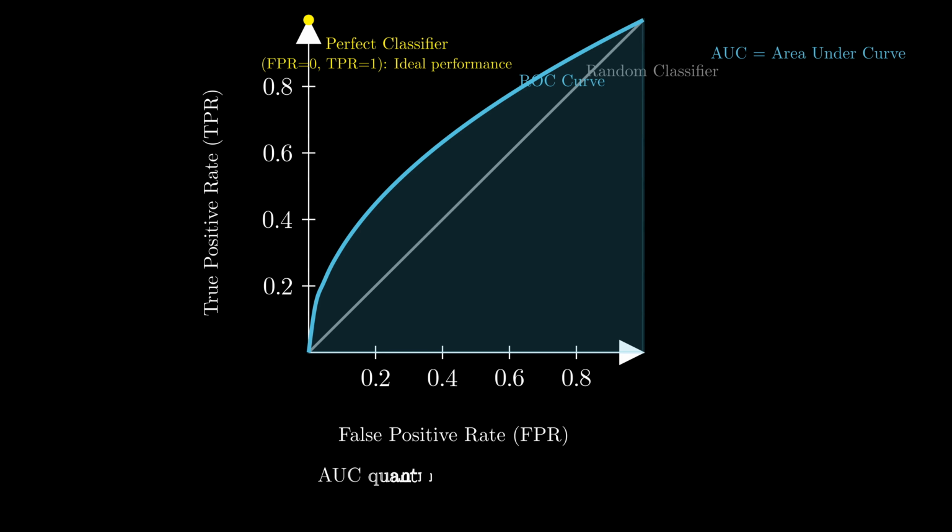To sum up, the ROC curve helps us visualize and compare the performance of classifiers. A curve closer to the top left corner and a higher AUC indicate a better model.